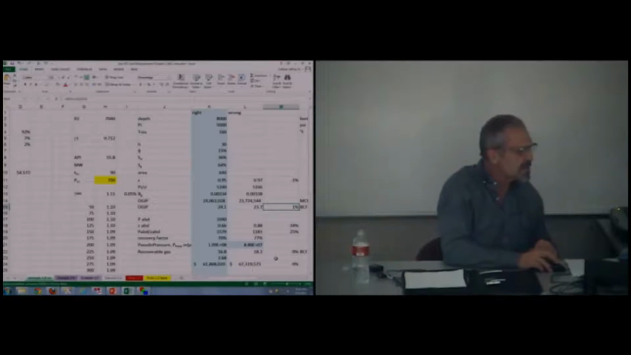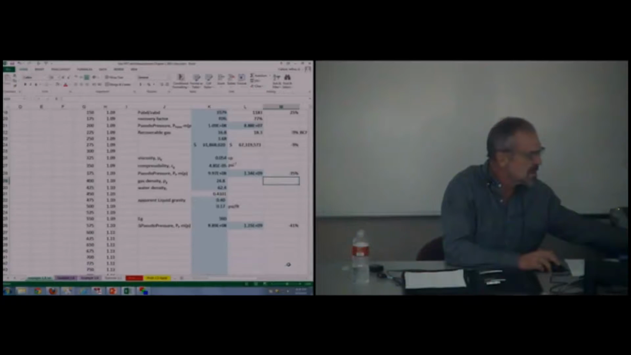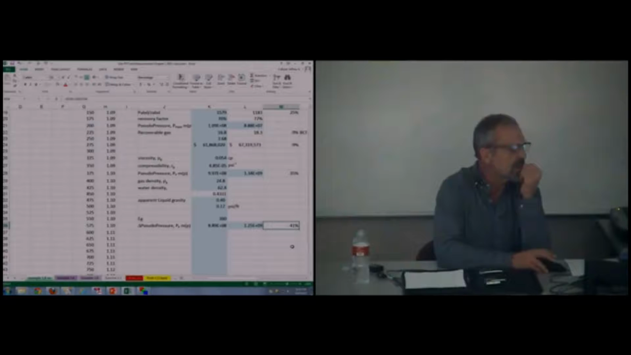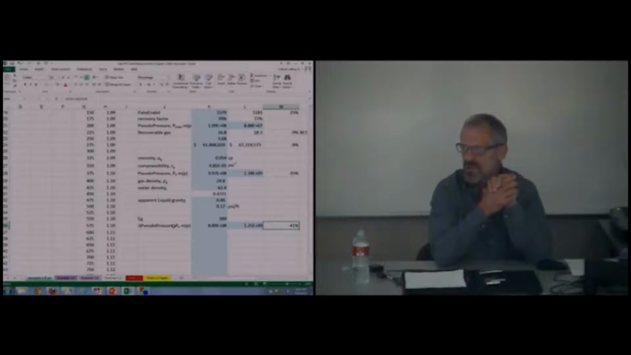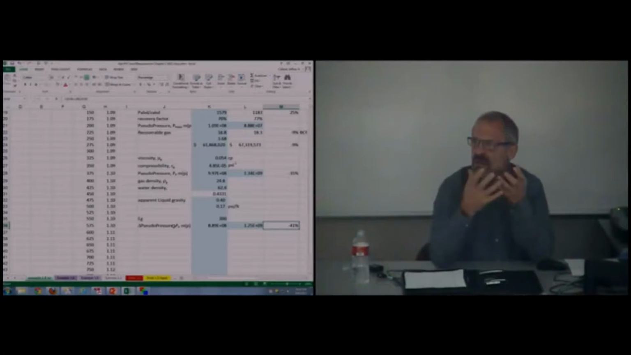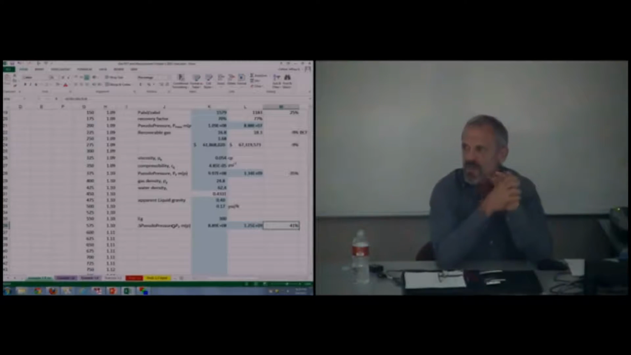The error I make with the wrong gas gravity generates a 41% error in that driving force of delta pseudopressure. Huge, huge error. So if I was trying to calculate how much gas I'm going to get over time, I could be 50% off. Okay.